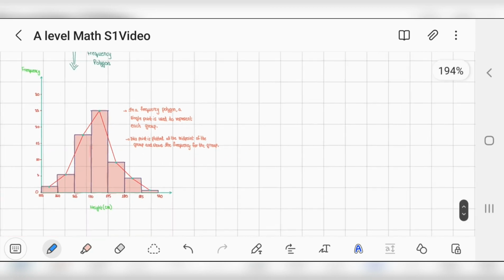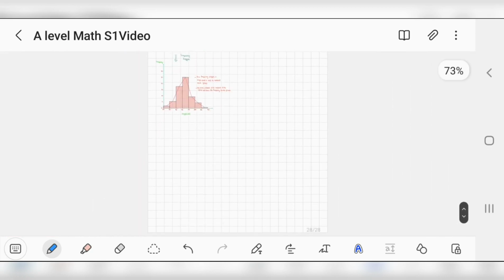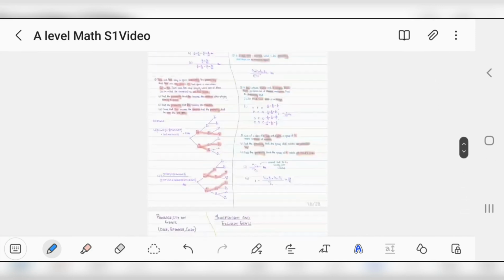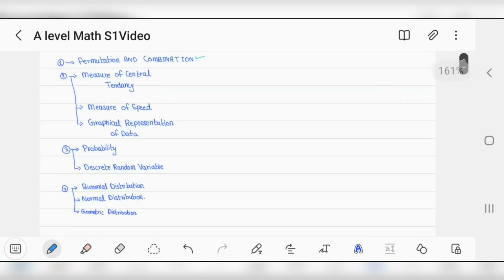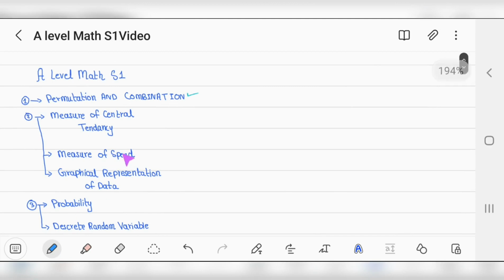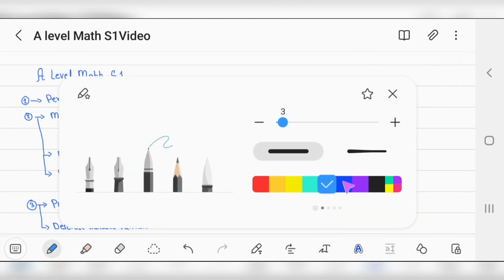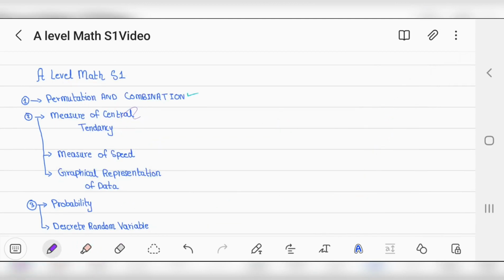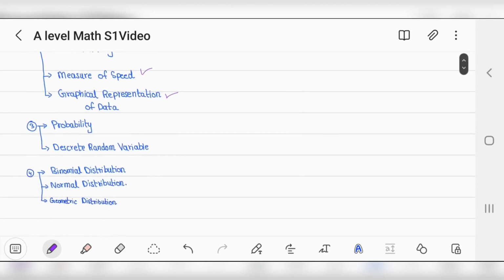So yes, this is the end of chapter 2, measures of central tendency. Measures of central tendency are done, measures of spread are done, and graphical representation of data is done. So chapter 1 is already done, chapter 2 is done, and next would be chapter 3 or 4.